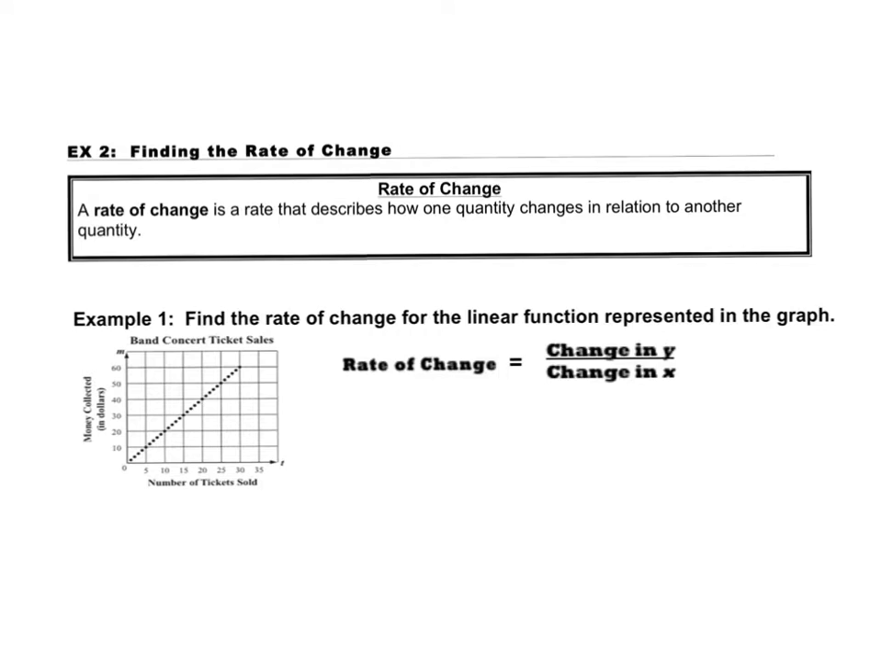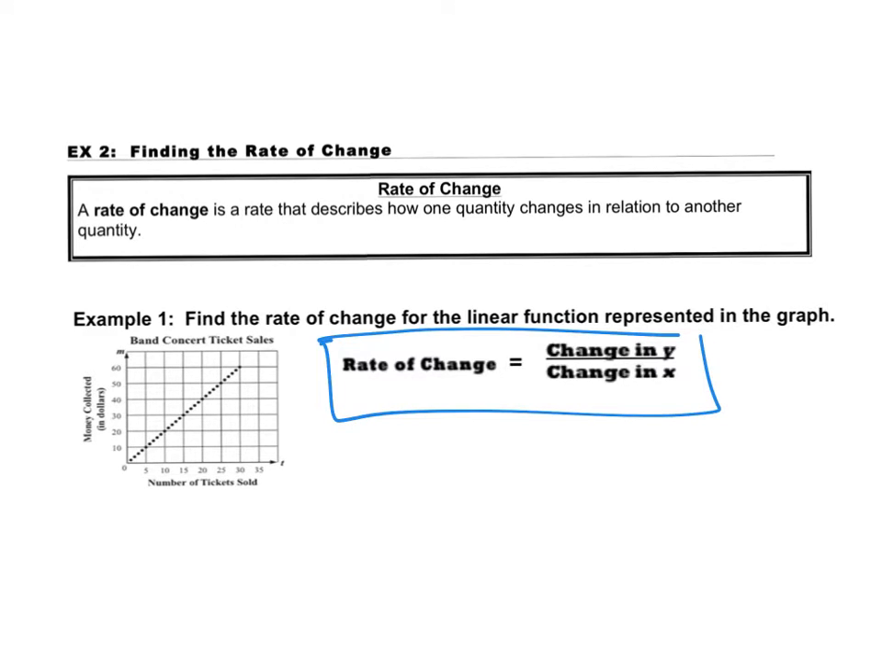All right, example number 2, finding the rate of change. It's important for you to remember that rate of change and slope are the same thing. So as we're looking at the graph here, we're going to be looking at the number of tickets sold and the amount of money that is collected. Rate of change we usually refer to as the change in the y all over the change in the x.